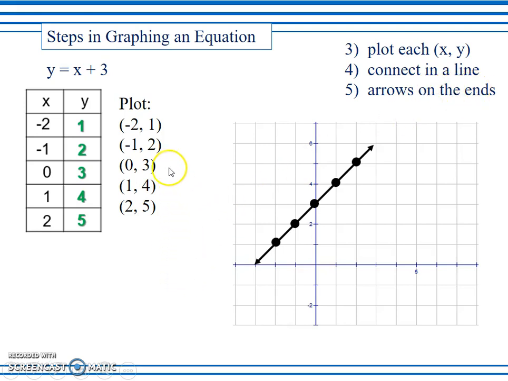So let's review. The first step was, when you're working with a linear equation, create a table with x values, and then secondly, plug in your x into the equation to find your y. Third step is to plot each point, then you connect the points, and don't forget the arrows on the ends.